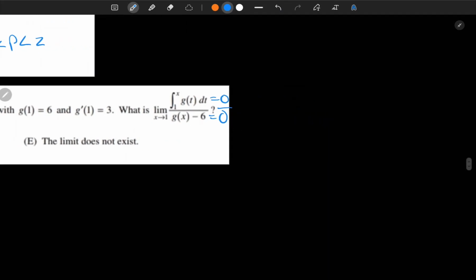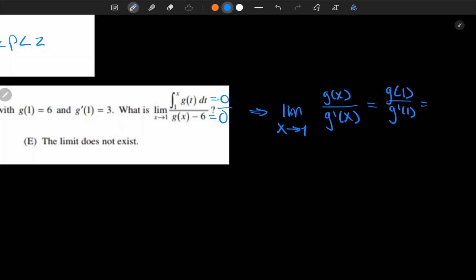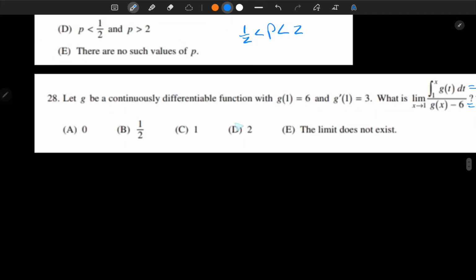This implies that we can use L'Hopital's rule. So we take the derivative of the numerator and the denominator. The limit now becomes the limit as x goes to 1 of, taking the derivative of the numerator, g of x, and the derivative of the denominator is g prime of x. Now we plug in x equals 1, so we get g of 1 over g prime of 1, which is 6 over 3, which we're given in the problem. So 6 over 3 is equal to 2. So the answer here is D.